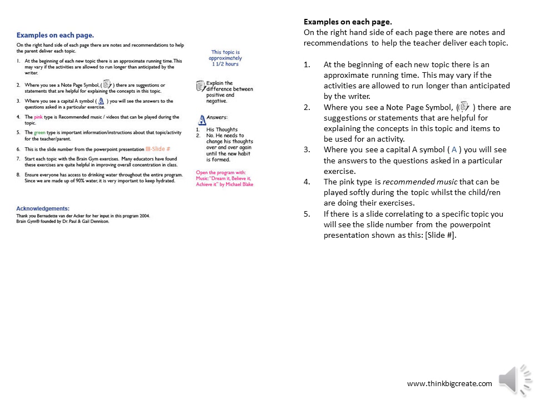The next page has examples for what happens on each page. At the beginning of each new topic, there is an approximate running time. It may vary depending on the activities and also allowing those activities to run a little bit longer if they need to. So that's in blue and it's usually located at the top right corner for every new topic.